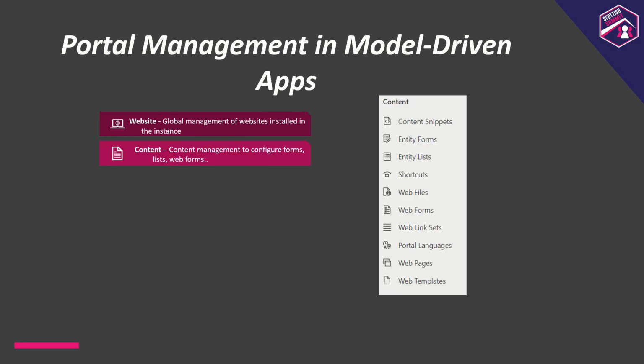The second section is the content. So here you can manage globally the content of the portal. You can create your entity forms, your entity lists. So what are the lists that you want to display? What is the form that you want to display? You can install some additional languages and manage the multi-language within the portal.